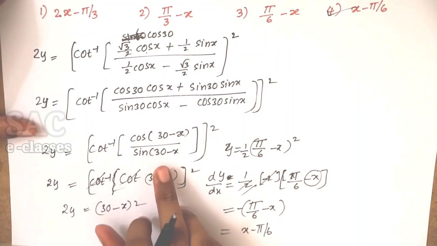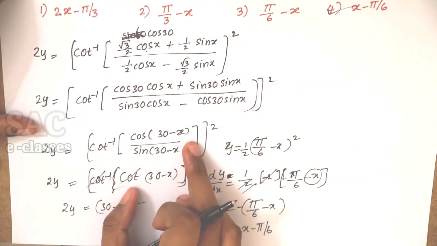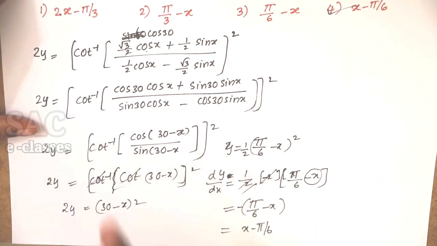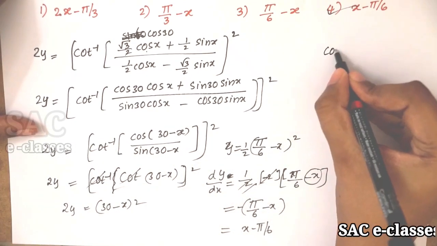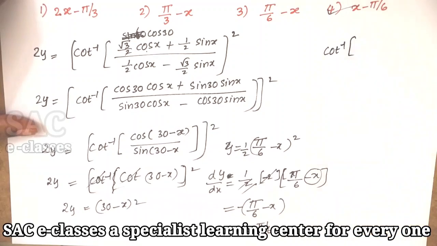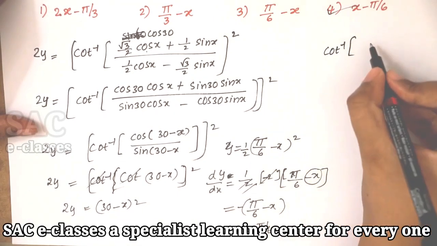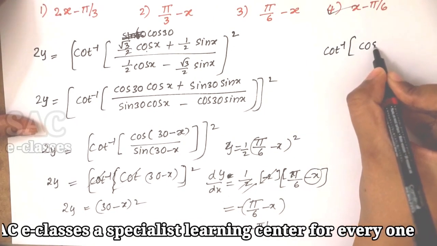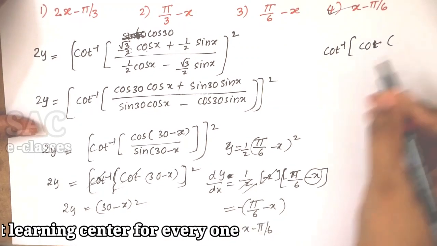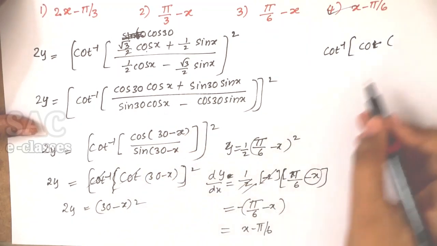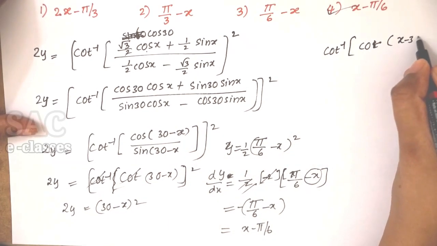Ma'am, maybe we have taken it as 30 minus x rather than taking x minus 30. What will happen? Let us see. Whatever angle you take, you will get the same answer. But let us check whether we are getting the same answer or not. Rather than 30 minus x, I am taking x minus 30.